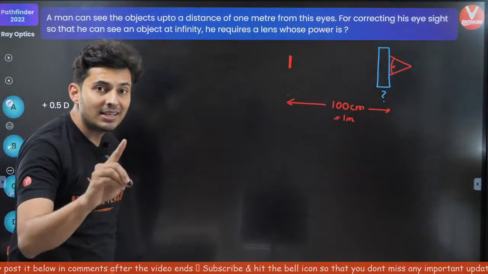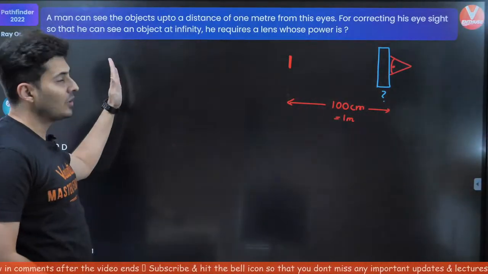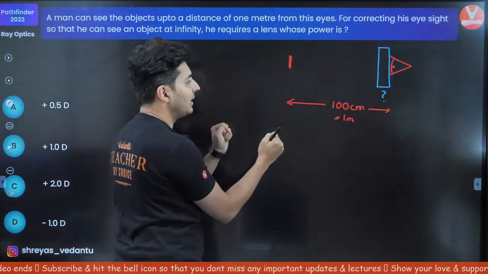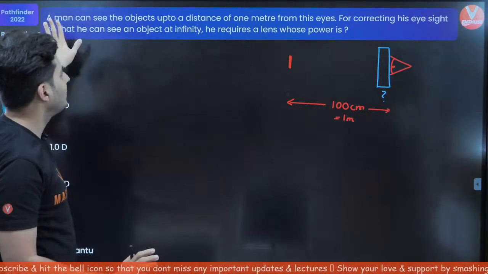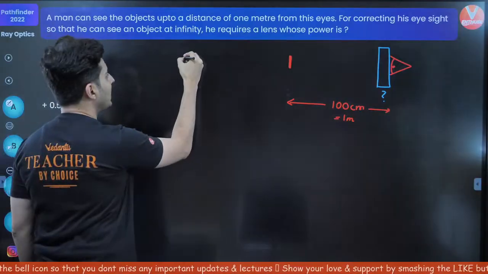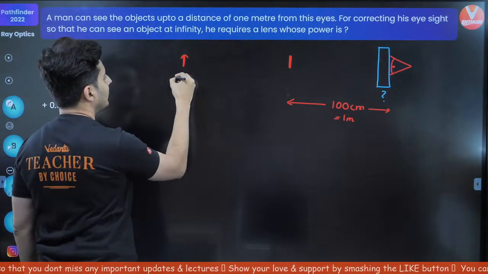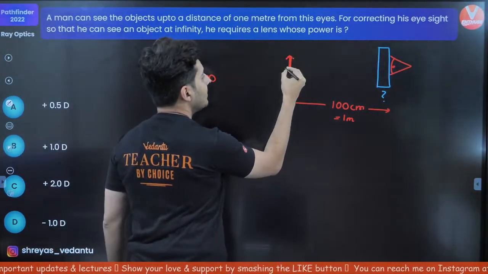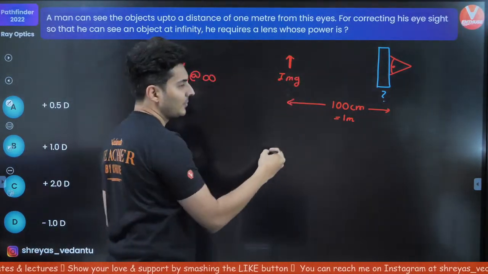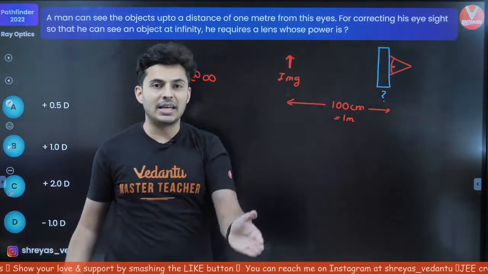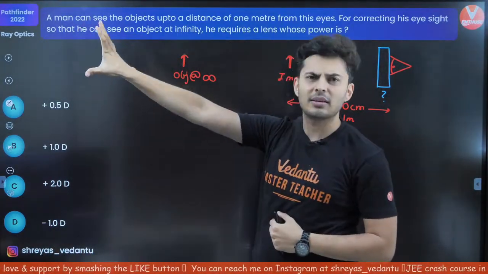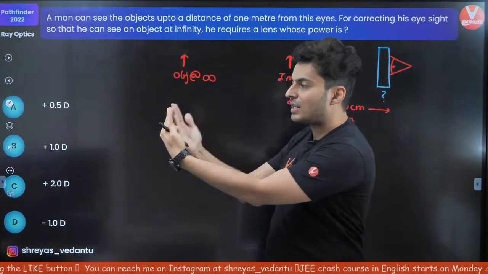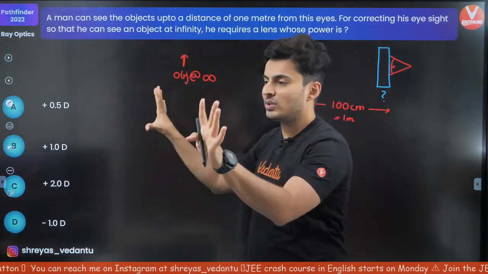But he has to see objects beyond 1 meter also. You have to correct that defect. So this is the defective eye's far point. The actual far point should be infinity. So if you place an object at infinity, then the image, if it is formed here, if the image of that object, imagine you are seeing a distant mountain, very, very far. If it comes closer within his range of 1 meter, then he will be able to see the mountain.